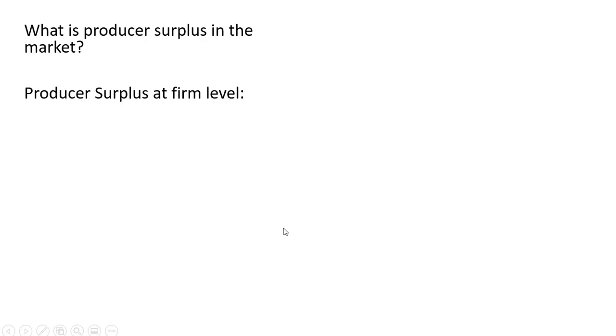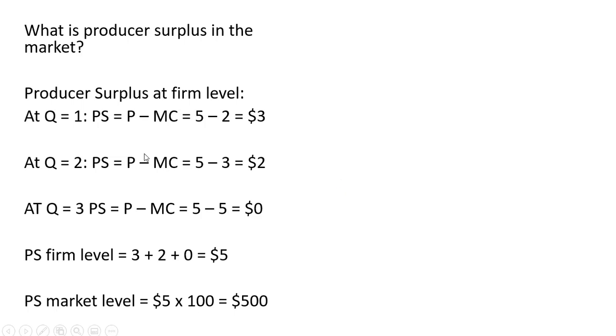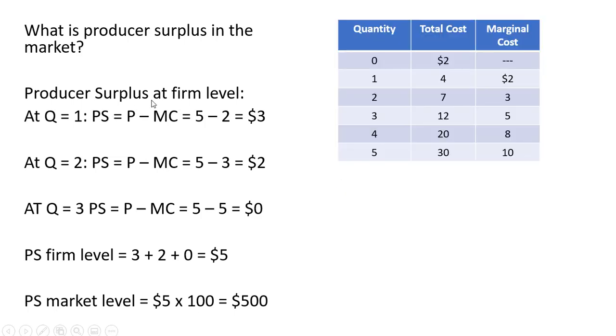Another way of backing into that result is doing the following. We could calculate producer surplus at the firm level by looking at the difference between price and marginal cost at each unit of output. So for the first unit of output, price is 5, marginal cost is 2. The individual firm is making $3 of producer surplus on the first unit.